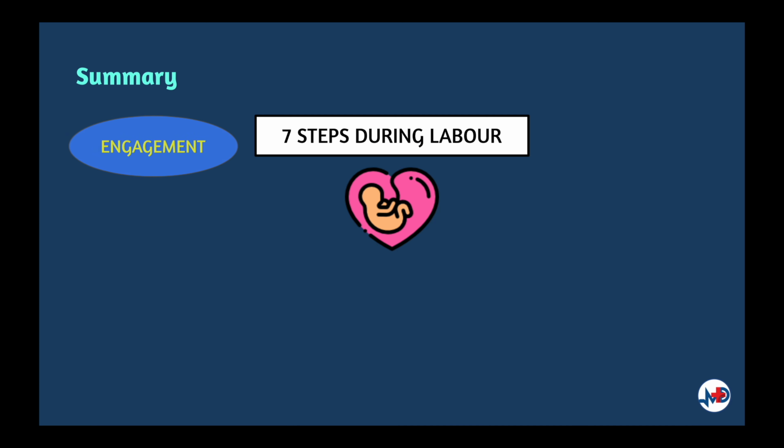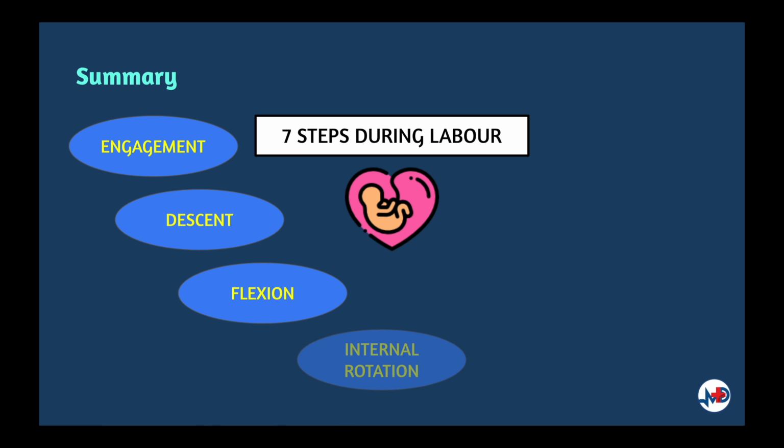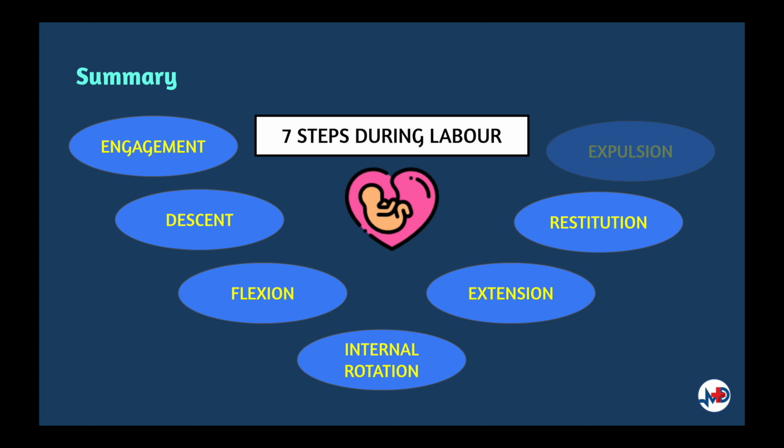Now, to recap, normal labor is a physiologic process during which the products of conception are expelled out of the body, and abnormal labor is a difficult labor or abnormally slow progressing labor. Remember the steps that take place during labor, which are engagement, descent, flexion, internal rotation, extension, restitution and external rotation, and finally expulsion. Not forgetting the stages of labor as well, which are the first, second, and third stages of labor, and recap on the factors that lead to abnormal labor and ways of recognizing them in your practice.